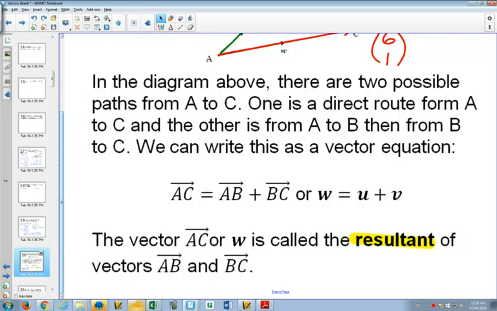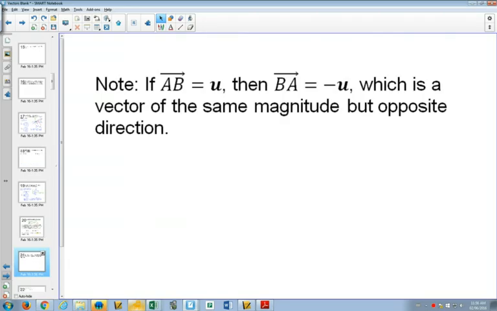Some important things that we're going to see for adding and subtracting vectors is that if you have a vector AB, which is the vector U, going from B to A is the exact same distance, but just in the opposite direction, so that would be negative U. Again, I can put arrowheads over top of these to make sure we see that those are vectors as well. So it's the same vector, has the same length, but it's just in the opposite direction.